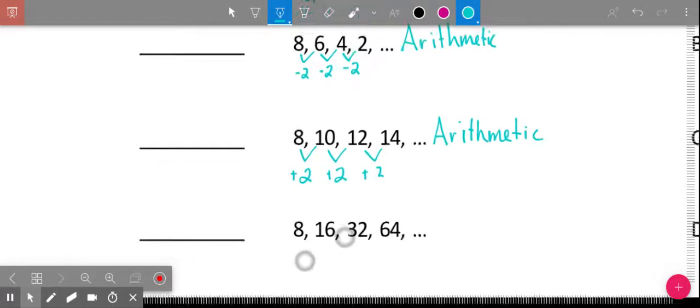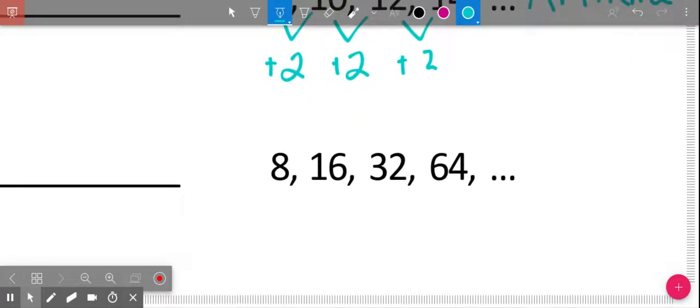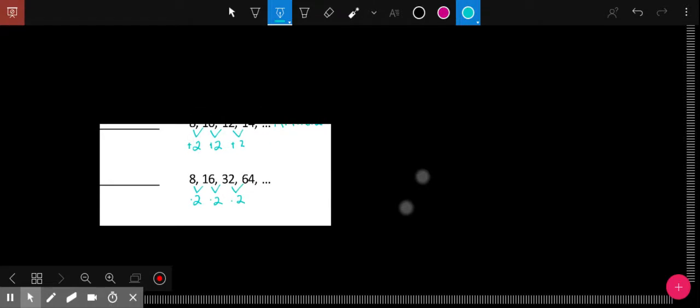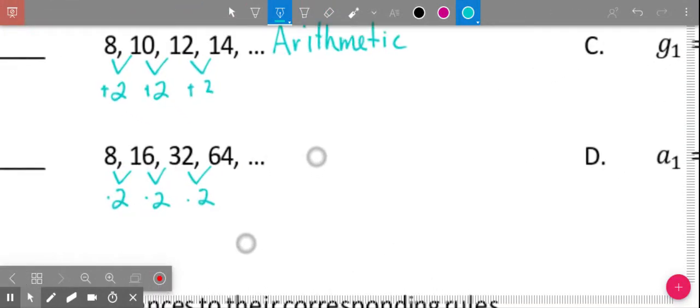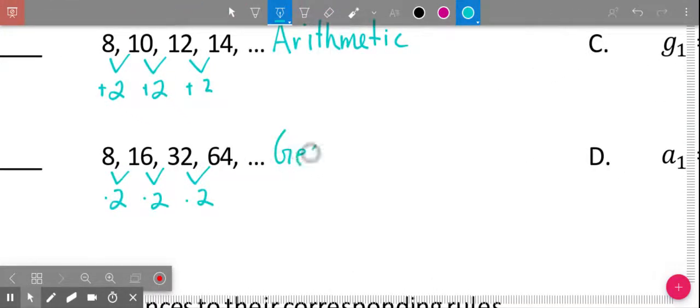And then the last one, from 8 to 16, 16 to 32, 32 to 64. We're getting larger, and we're getting larger pretty quickly. From 8 to 16, we're multiplying by 2. 16 to 32, we're multiplying by 2. And 32 to 64, we're multiplying by 2. Looking at that, we're multiplying by the same number, so that one's also geometric. Now remember, these either fit into our linear or exponential families as well.